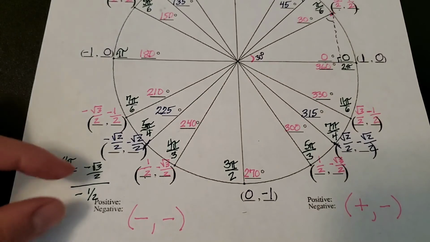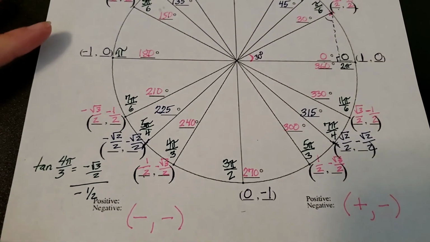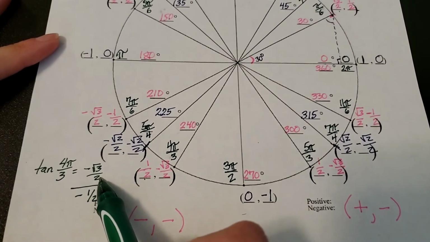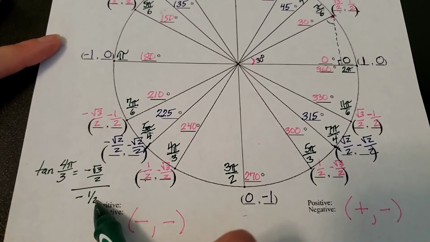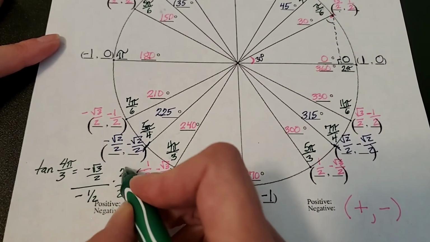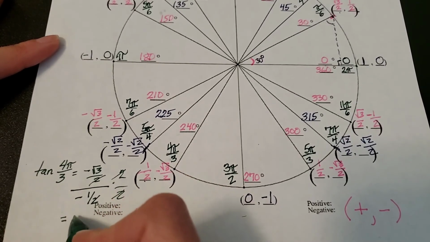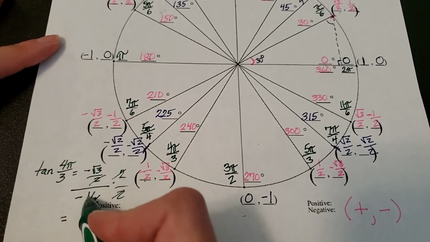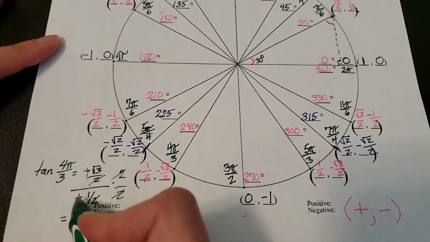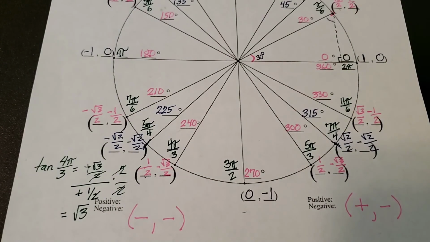You do not want to leave your answer like this. This is called a compound fraction. Fractions within a fraction. You don't want to do that. The nice thing is that they both have a denominator of 2. So if I multiplied both top and bottom by 2, those 2's would cancel out. And so the tangent is negative root 3 over negative 1. Well, the negatives also cancel out. It is equal to just root 3. So the tangent of 4 pi over 3 is root 3.